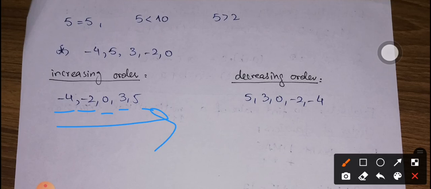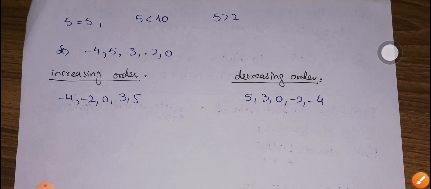And for decreasing order, we will start from the maximum number and then we will reduce the numbers. So 5, 3, 0, minus 2 and minus 4 is the decreasing order for the given set of data points.